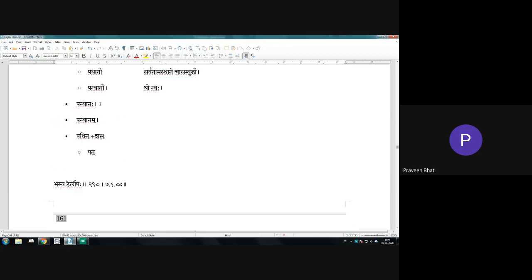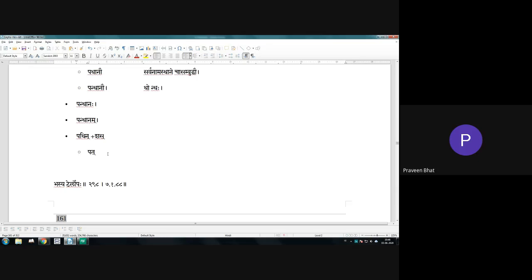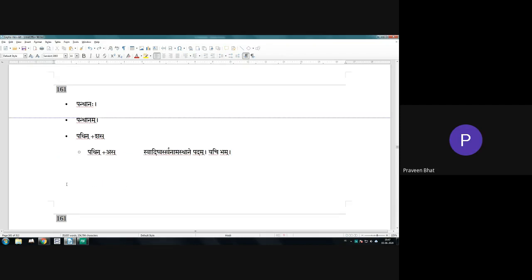Then what will happen here? Here pathin plus shas, you will get pathin plus as, and this is by swadishu asarvanamasthane padam, then yachi bham. So is it bha sanya or pada sanya now? As is falling, su adishu asarvanamasthane, first it got pada sanya, then yakaradi, akar ajadi pratyaya follows. It's an ajadi pratyaya, so yachi bham bha sanya will apply, so it is now bha. Then the next sutra will be pravrutta here. Pathin plus as here. I don't know what to do now. Therefore, next sutra is what? Asya tirlopaha.